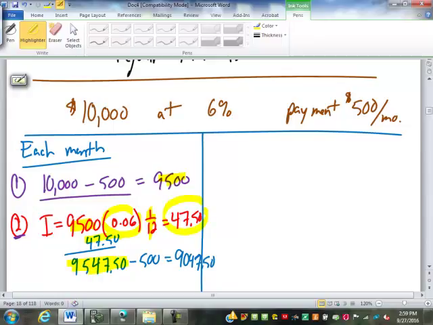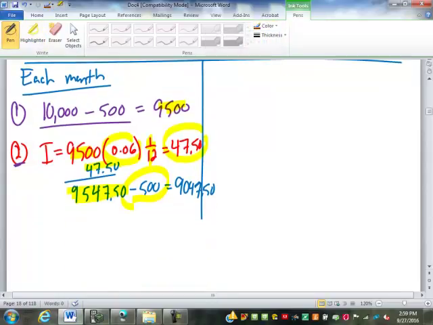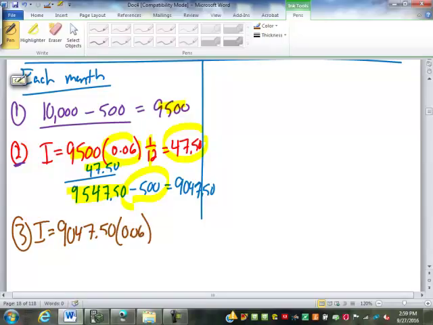So before they made the payment, they added in the interest. The balance before the payment was $9,547.50. Then we subtract the $500 payment. So that means we start the third month, or when we go to make the third payment, I should say, we're making the payment on the $9,047.50 times 0.06 times 1/12.